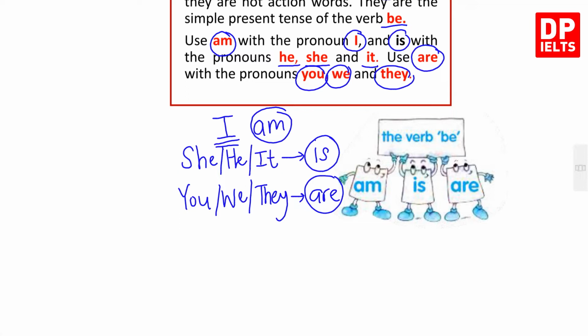நாங்க நல்ல பிள்ளைகள். They are good girls. அவர்கள் நல்ல பெண் பிள்ளைகள். You are a good girl. நீங்கள் ஒரு நல்ல பெண் பிள்ளை.